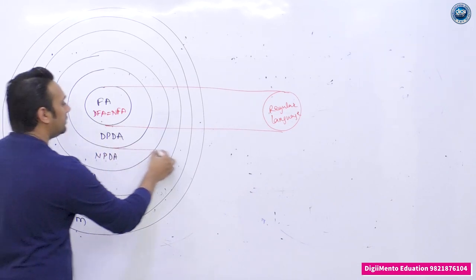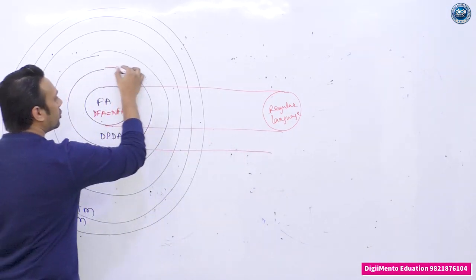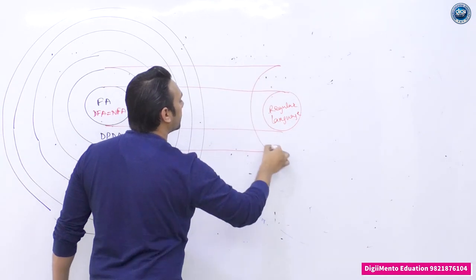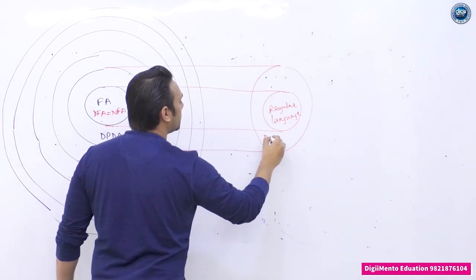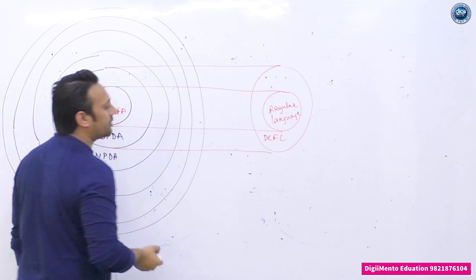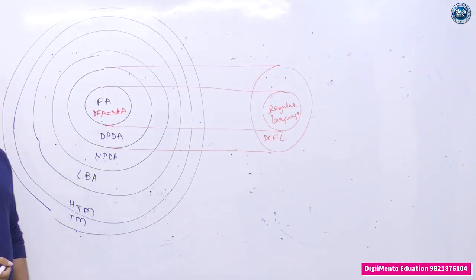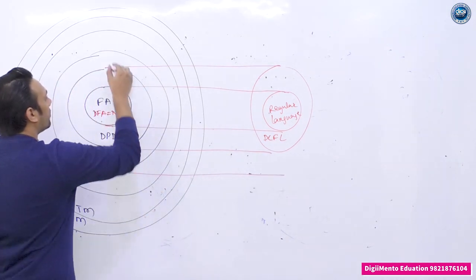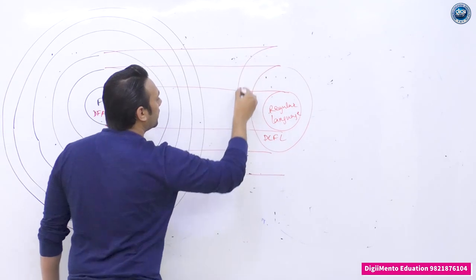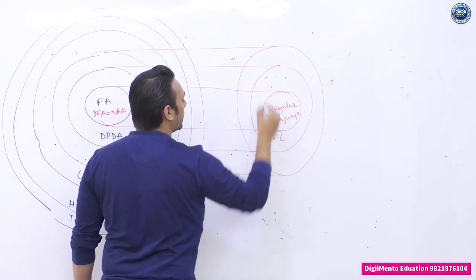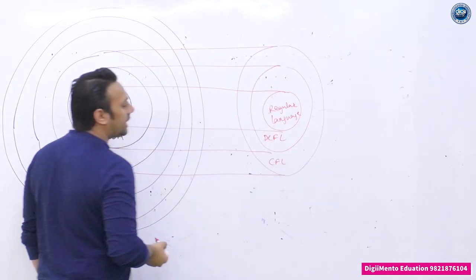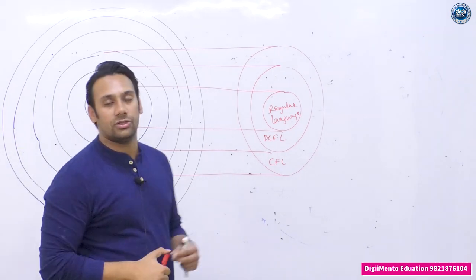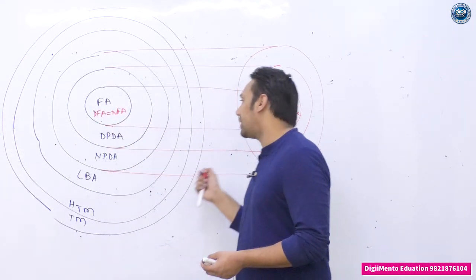If we can create a deterministic push-down automata, that means we can call it a deterministic context-free language. For deterministic push-down automata, you can create deterministic context-free language. If we can create a non-deterministic push-down automata, then we can simply call it a context-free language. Or you can say the languages accepted by non-deterministic push-down automata are context-free.